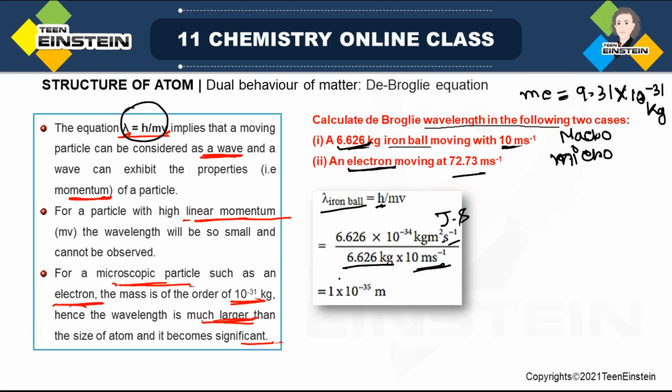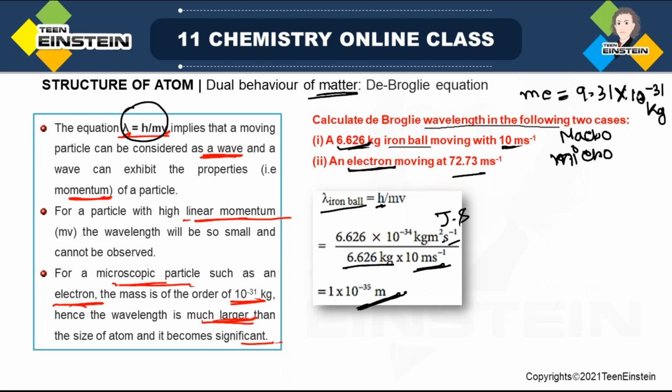So after calculation, look at the value of lambda. It is so small. It is 10 to the power minus 35 meter. So really, the wavelength is so small, as if you can ignore the wave character of this iron ball. We know that it is dual behavior of matter, there is both wave character as well as particle character. But when the mass is so high, for macro objects mainly, then you can see the lambda value is so small, so it is not so significant. That means here wave character is not so significant.